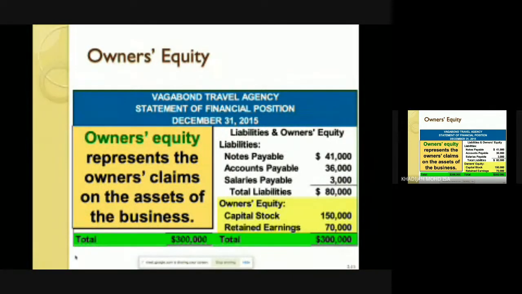Capital stock is share capital. That's why, when I'm here, I cannot scribble. I wish I could scribble somewhere.